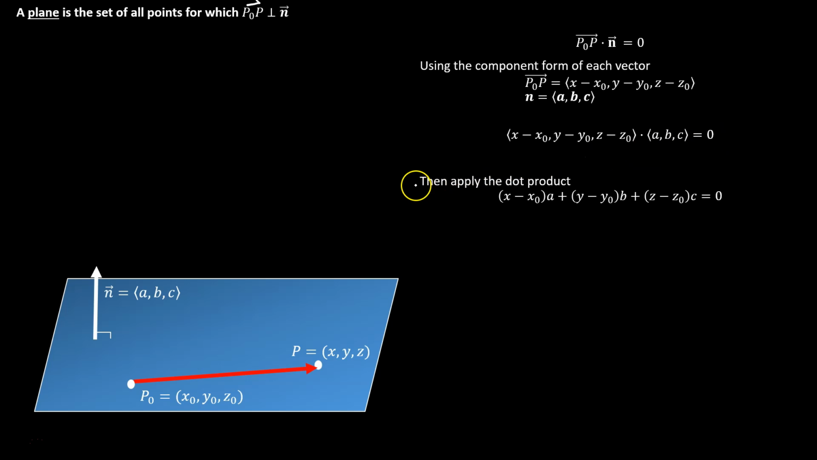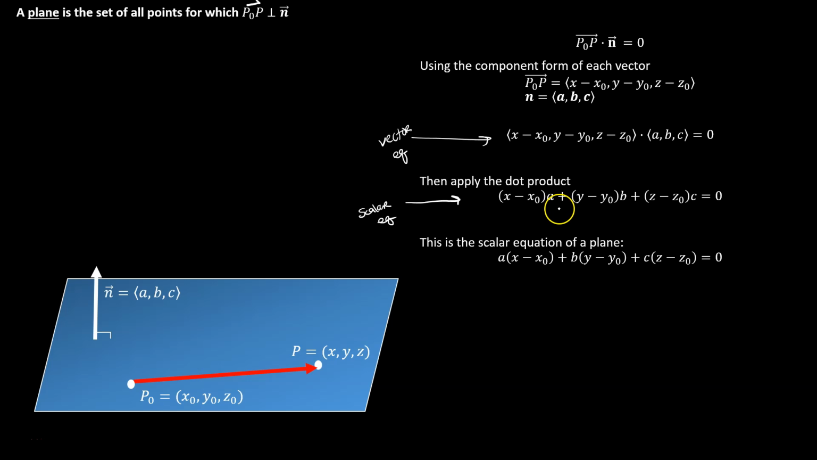But then right after that, we're going to actually apply the dot product. So I'll take the first component from my P0 to P vector, and I'll multiply it to the first component of my n vector to get this term. And then I'll repeat that with the other corresponding components so that I can change my vector equation. This is a vector equation. We know that because there's vectors in it, and we can rewrite it as a scalar equation.